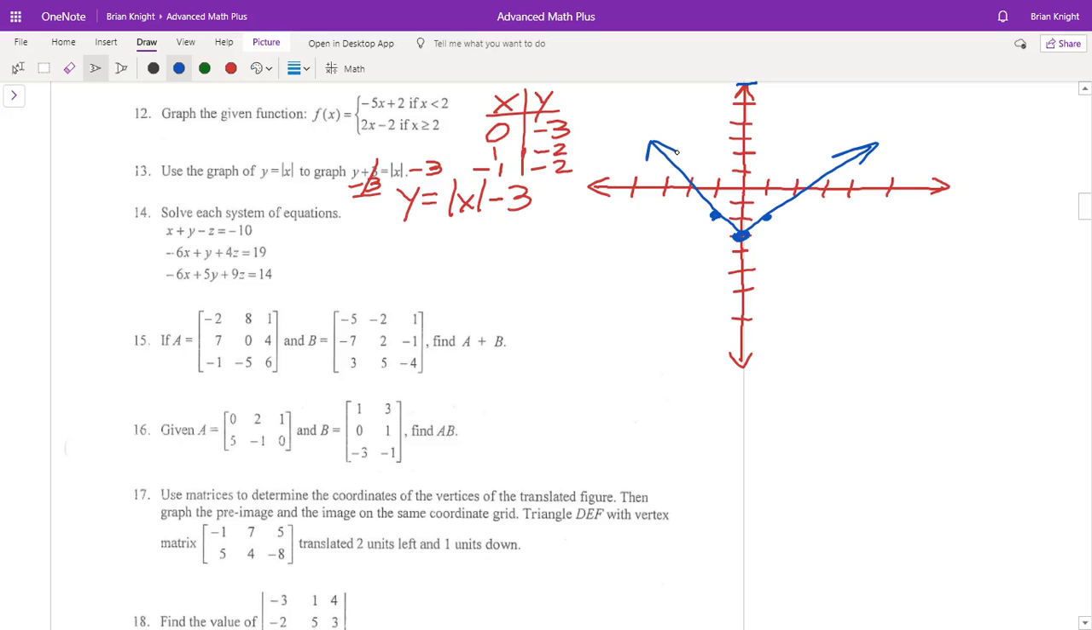Do we have to show work on the exam? Nope, you don't have time. Treat it like the ACT. Okay? Everybody good on 13?